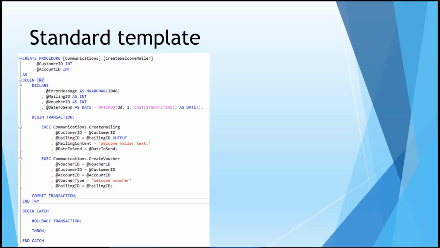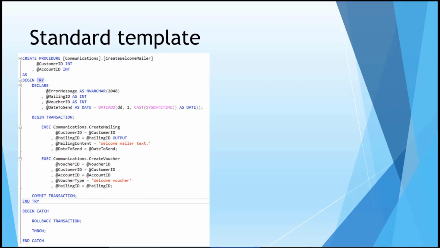This particular procedure is creating a welcome mailer. It's doing that by firstly creating a mailing, then creating a voucher attached to the mailing. And in this case, we know that customers really don't like to get the mailing without the voucher. So if we don't create the voucher, we also don't want to create the mailing. So next up, we're going to step through this and see how this error handling actually works.